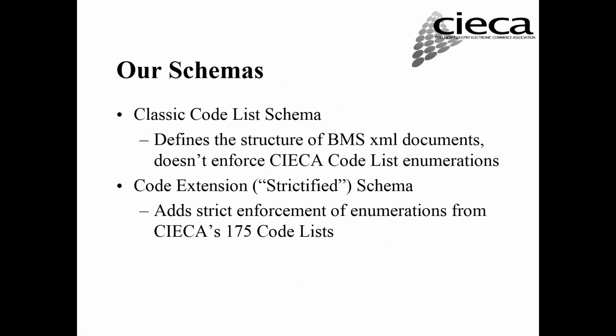Our schemas go into two zip files within the release. The first one, we refer to it as the classic code list schema, where the code lists are placeholders and there isn't any enforcement of the enumerations within the schema itself. And for the last few years, we've had a code extension or strictified schema where each entry in each code list is an enumeration in the XSD schema file, and the validation of the XML markup will tell you if you use the codes properly.